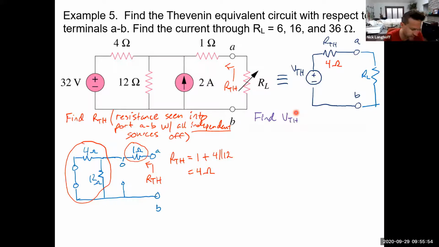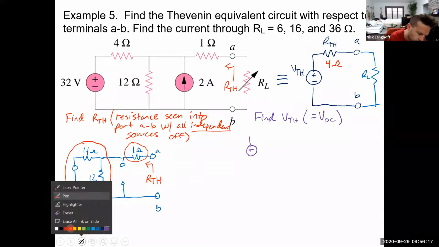And remember that V Thevenin is equal to VOC, the open circuit voltage. So that's crucial. You want to draw the circuit without anything connected to it, no load connected there at all. It looks like I need a little bit more room here, so I'm going to draw this a little bit smaller. So R Thevenin, let's just do this again.